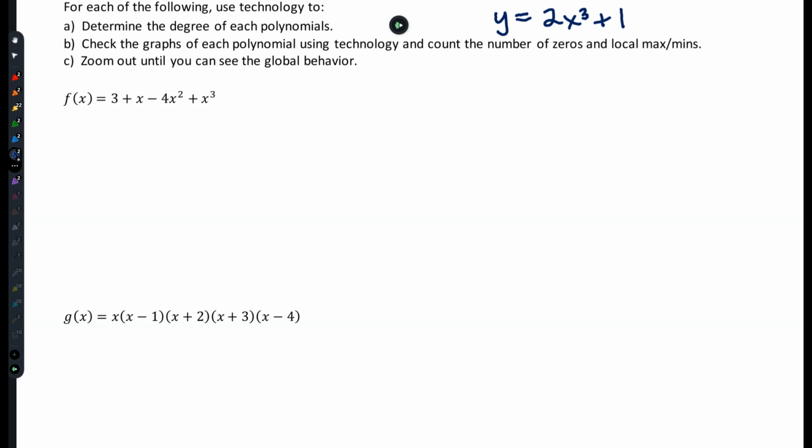So we aren't trying to make a set of tools where we can graph every single polynomial by hand. We are trying to build up a set of tools where we can graph as many as possible, and we can get a good rough sketch.